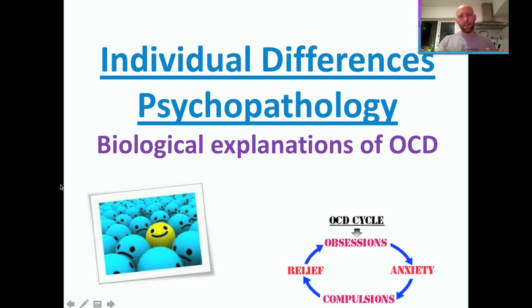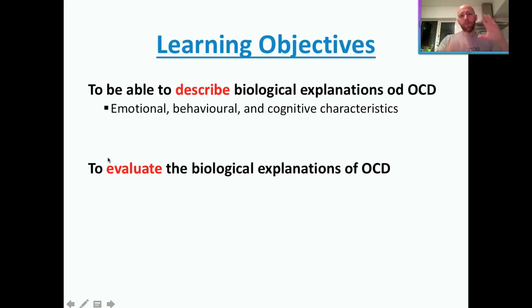What we're going to look at in this session is the biological explanations for the development and onset of OCD, some of the characteristics of OCD such as the emotional, behavioural and cognitive characteristics, and we're going to evaluate the biological approach to OCD. How reliable is it as a way of explaining this disorder?